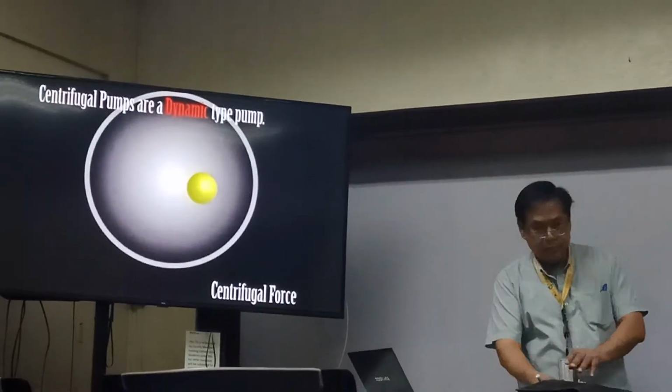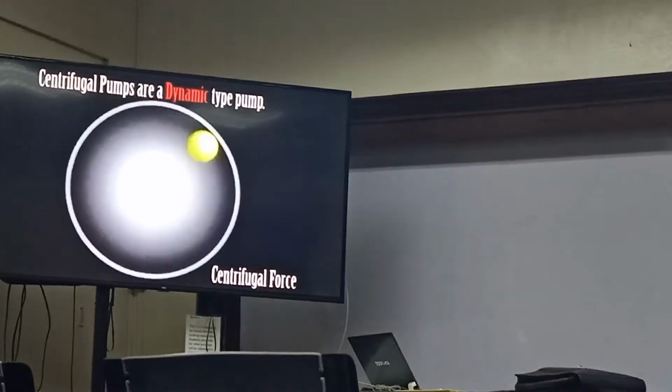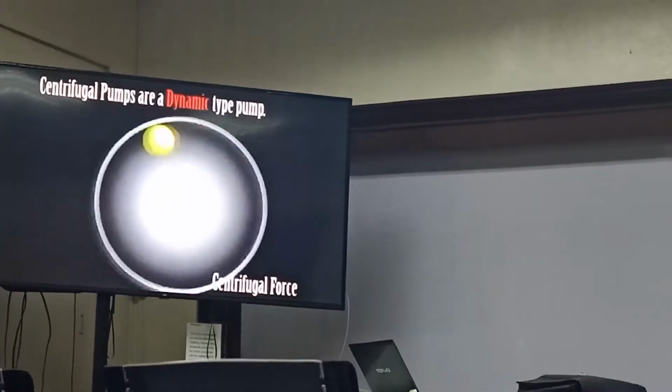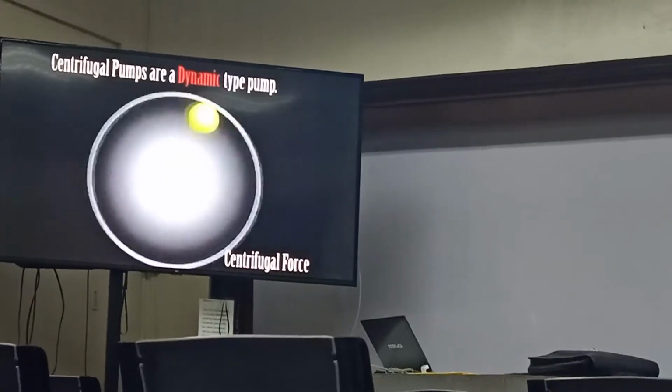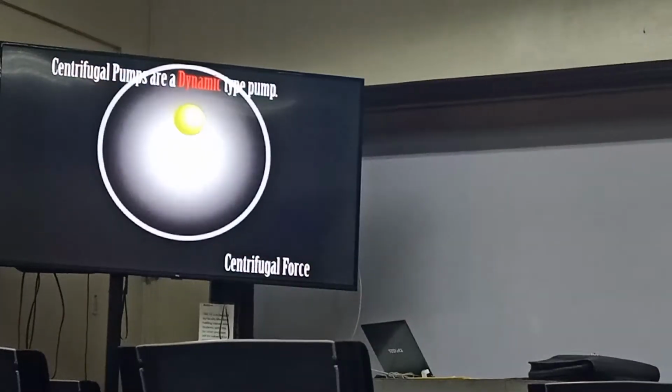Centrifugal pumps are a dynamic pump that operate on the principle of centrifugal force. Centrifugal force is a force that tends to move objects away from the center and assist them in undergoing circular motion.